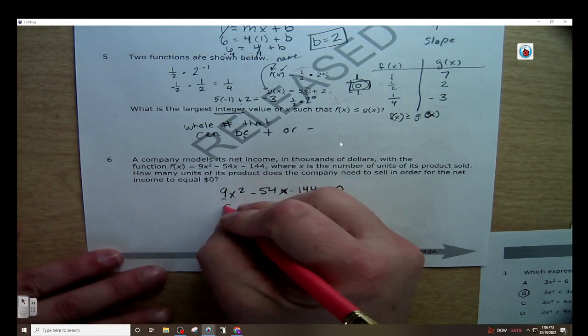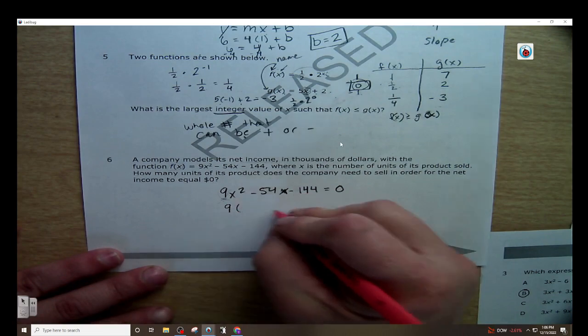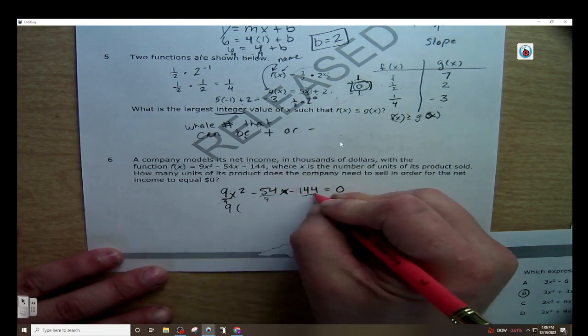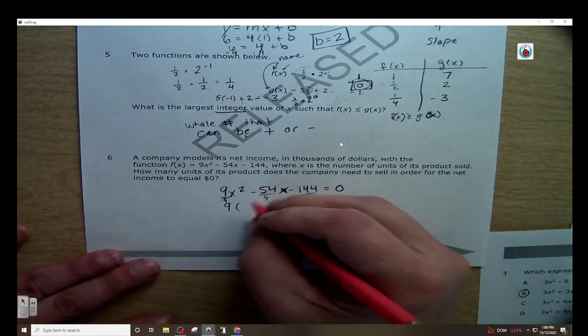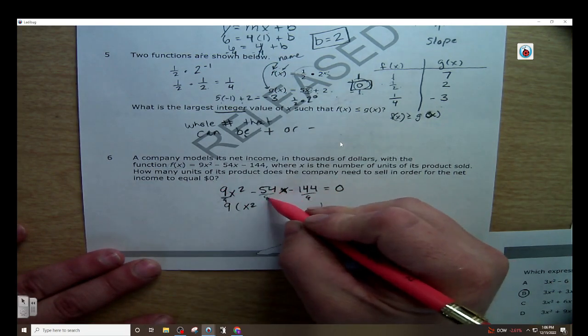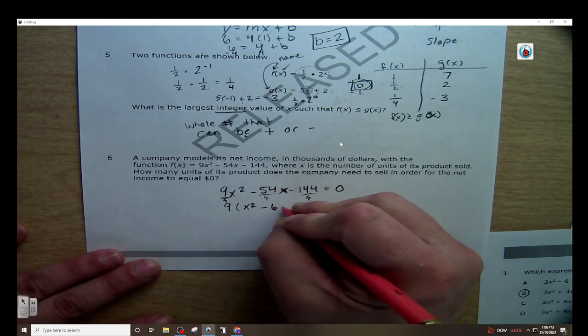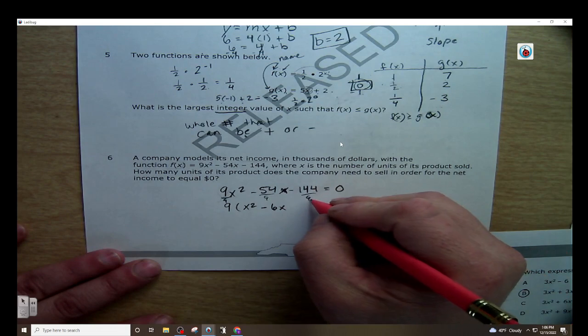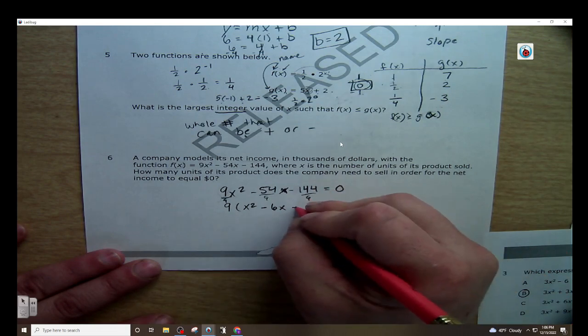So if I factor out a 9, and divide this by 9, and this by 9, and this by 9, that gives me x squared, because the 9s cancel out. Negative 54 divided by 9 is negative 6x. And if I divide negative 144 by 9, it is negative 16.